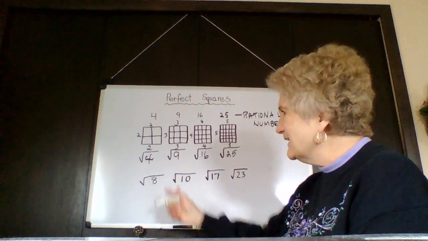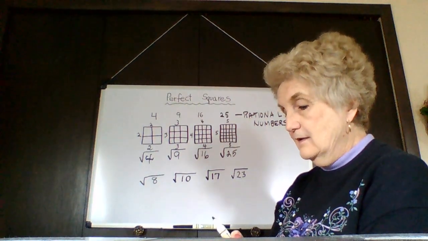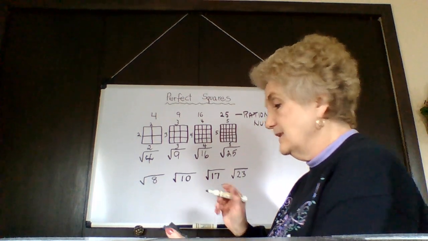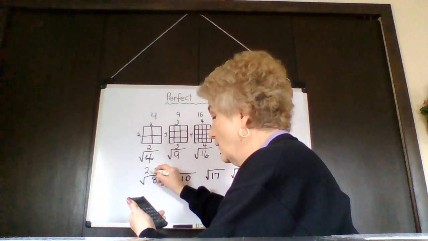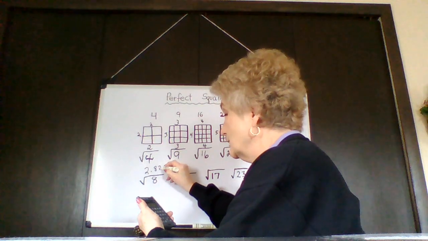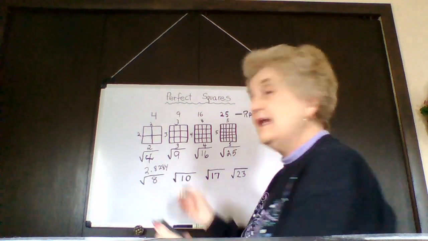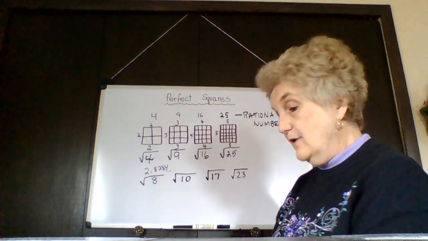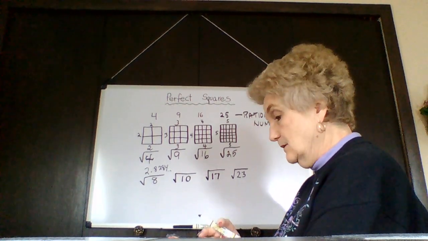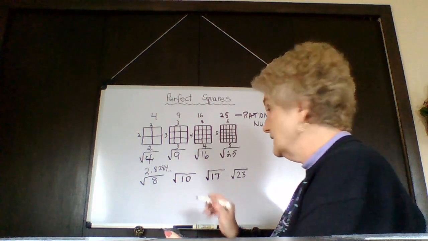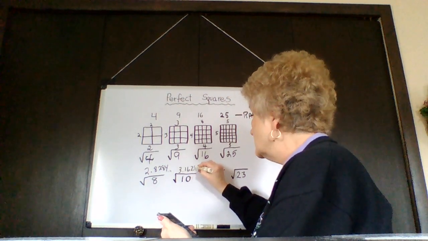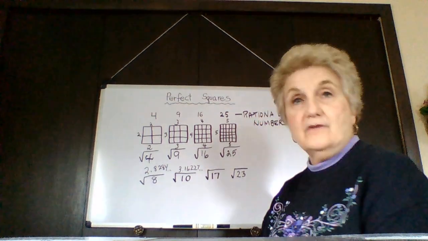But what happens when you have something like the square root of 8? Ew. Let me get my calculator out here. The square root of 8 is something like 2.828, and it goes on and on and on forever. I could put my 3 little dots here. That goes on forever. What's the square root of 10? Oh, Lord. The square root of 10 is 3.1622, and that goes on and on forever.